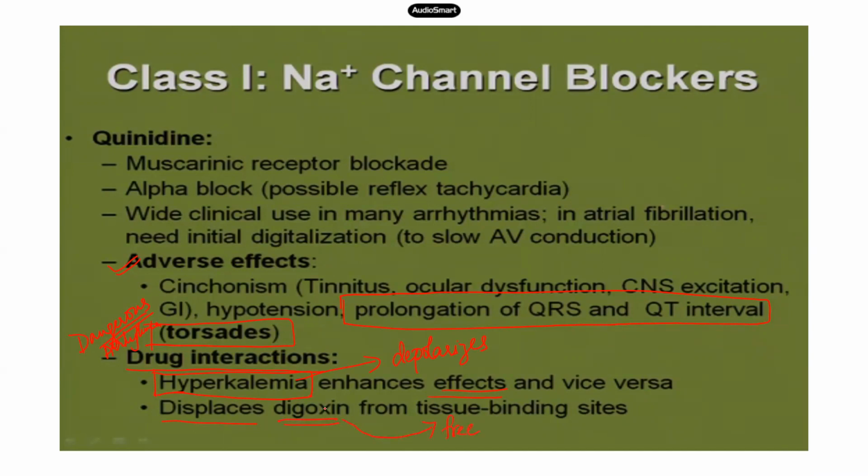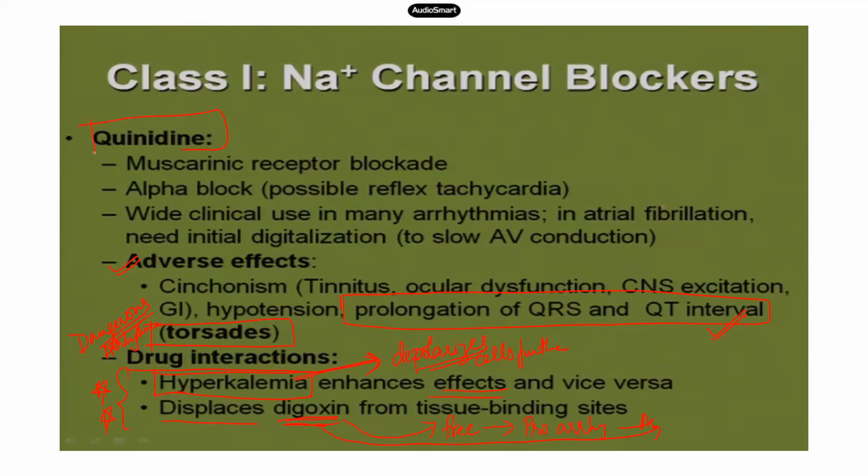And since I've just now told you that digoxin also possesses the property of pro-arrhythmogenicity, it can also cause arrhythmias in patients. So you have to keep these two important drug interactions in mind. Hyperkalemia depolarizes the cells further, leading to enhancement of the effect of quinidine. So the patient can go into torsades, and it can also displace digoxin from its tissue binding sites, and digoxin in turn can also lead to arrhythmia. So you have to keep these important drug interactions in mind.